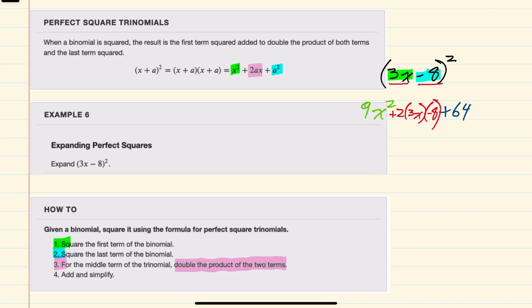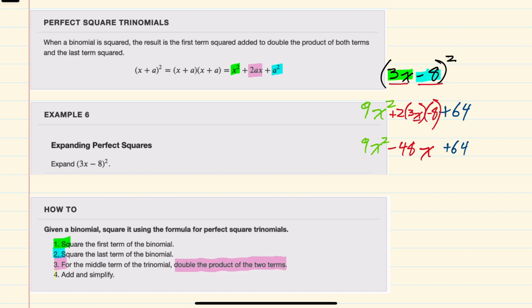We can simplify that middle part by going ahead and doing that multiplication. We'll still have the 9x squared, and we'll still have the plus 64. But in the middle, when we do this multiplication, 2 times 3 is 6. 6 times negative 8 would be a minus 48. And then we still have the x variable.